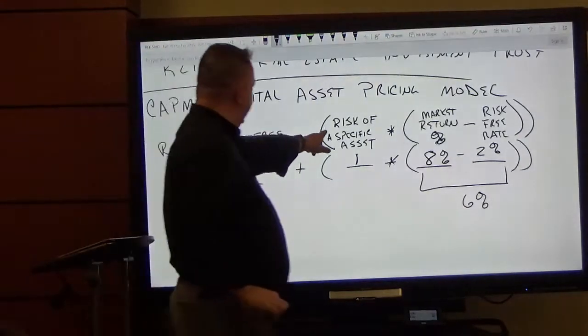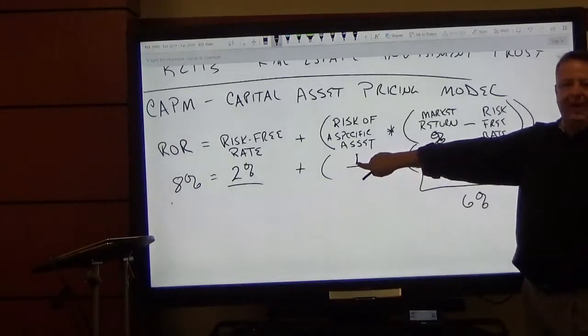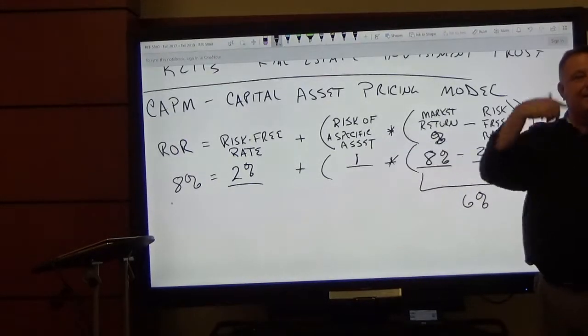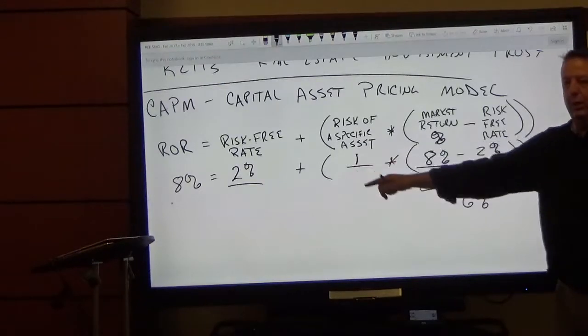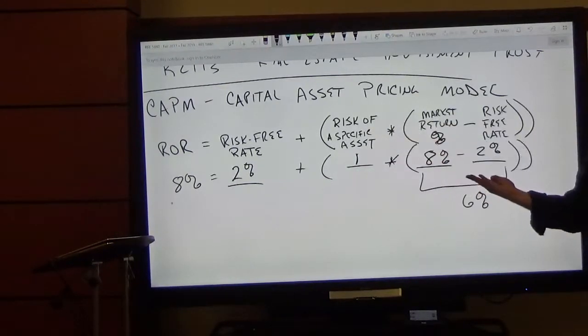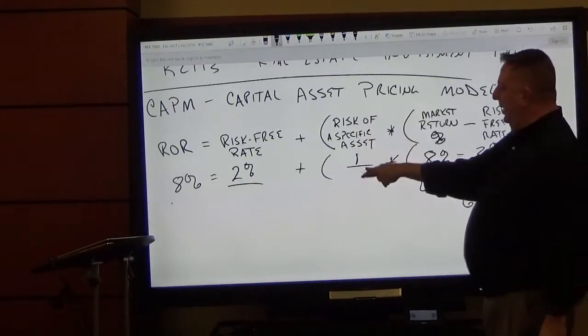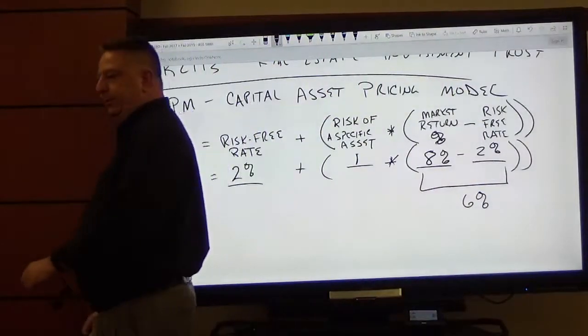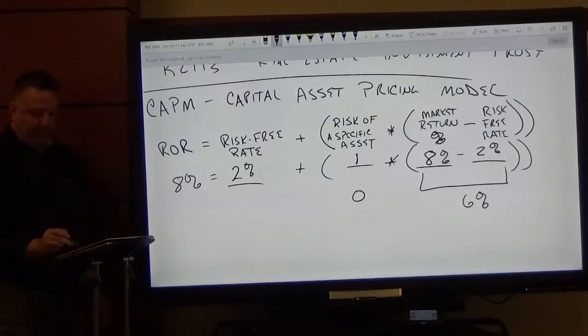What we're saying is this specific asset, if it has a factor of 1, means it's the same as the overall market. So by it being a factor of 1, we're saying it really is 8%. Everybody follow that? Mathematically. Now, if it's 0, it'll be 2%. 0 times 6% is 0, plus 2.